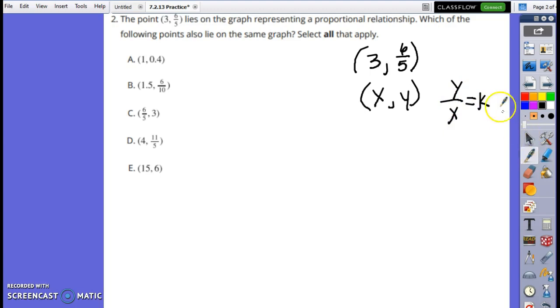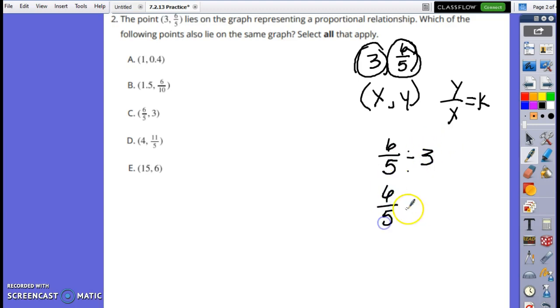So we're going to take y and divide it by x. So y is 6/5, and we're going to divide that by 3. So 6/5 divided by 3 is the same as 6/5 times 3, which gives us 18/5.